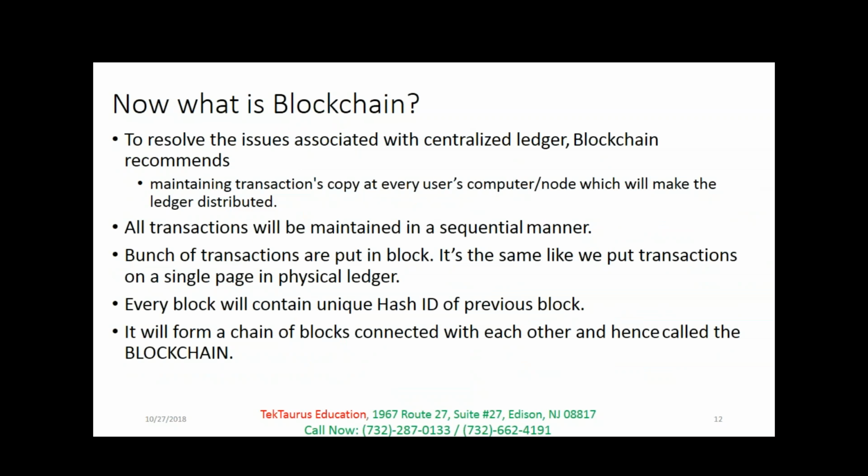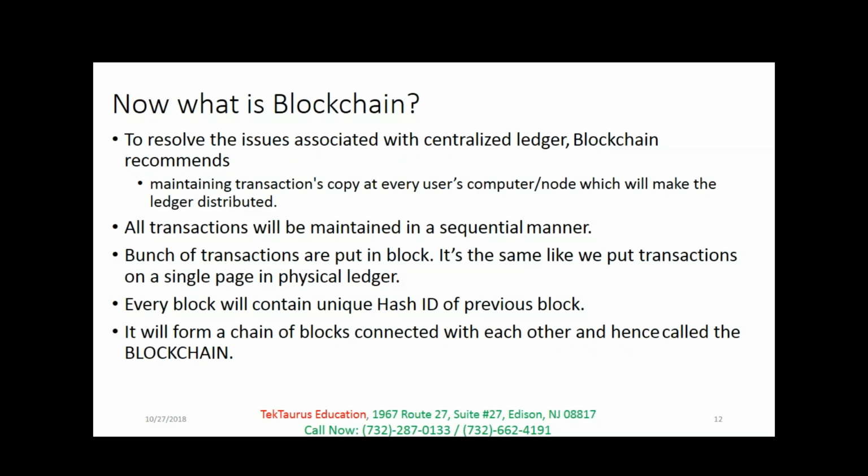Now, what is blockchain? To resolve the issues associated with the centralized ledger, blockchain recommends maintaining the transactions copy at every user's computer, which will make the ledger distributed. That we have already discussed. Now, all transactions will be maintained in a sequential manner. Sequential means the transaction which comes first will be stored first, and the transactions coming later will be stored after that. So it will be a sequence based on time.